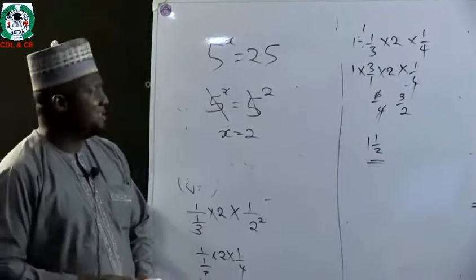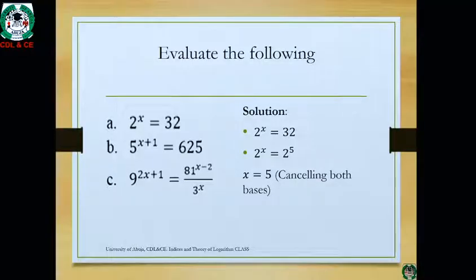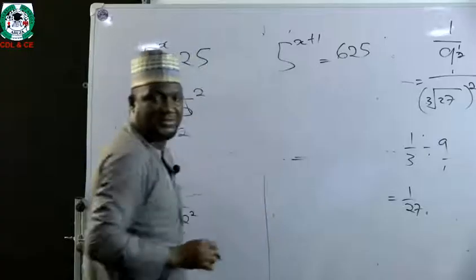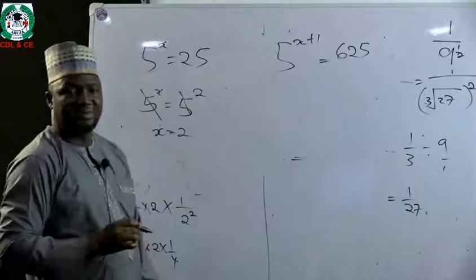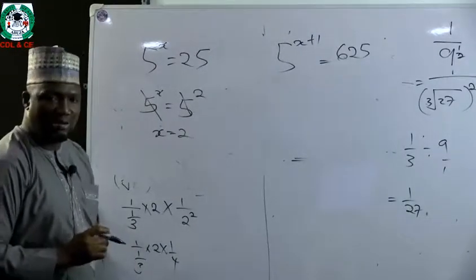So let's examine another example of exponential equation. We have 5 raised to power x plus 1 equals to 625. Are we together, class?